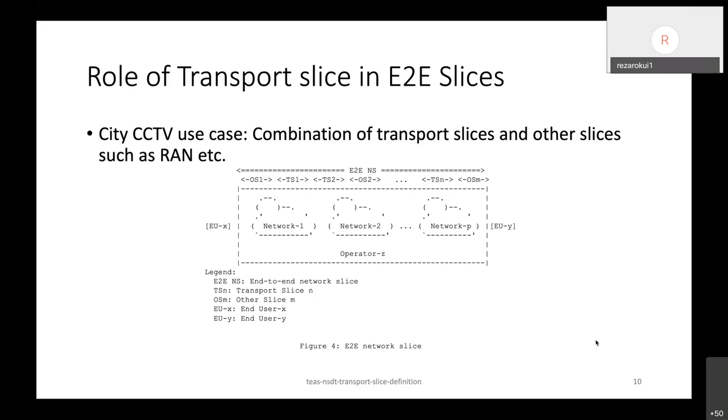Also, end-to-end network slice has other slices, depending on the use case and the technology. As mentioned, in 5G, other slices are RAN slice or core slice. So the terminology that we use, a short summary, even the title of the draft says, IETF definition of the transport slice. And we want to make sure that we consistently use this term. We are not using any other term. There are some SDOs using sub-slice, slice subnet, and others. But we clearly define why we use it, and we were very consistent throughout the document using the term transport slice and nothing else.